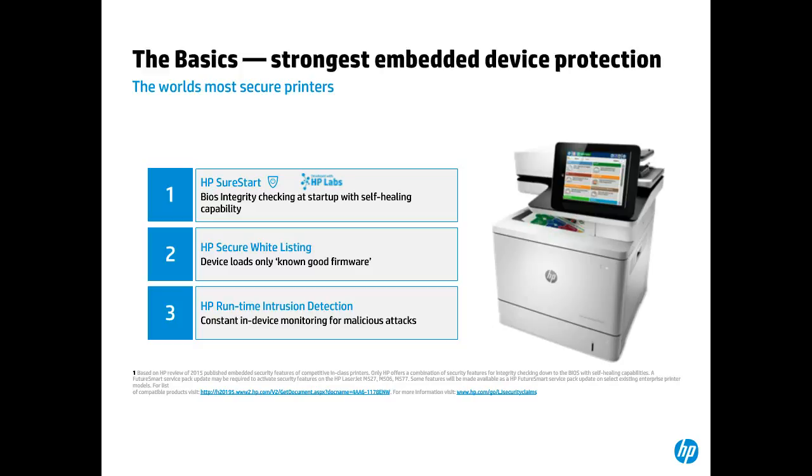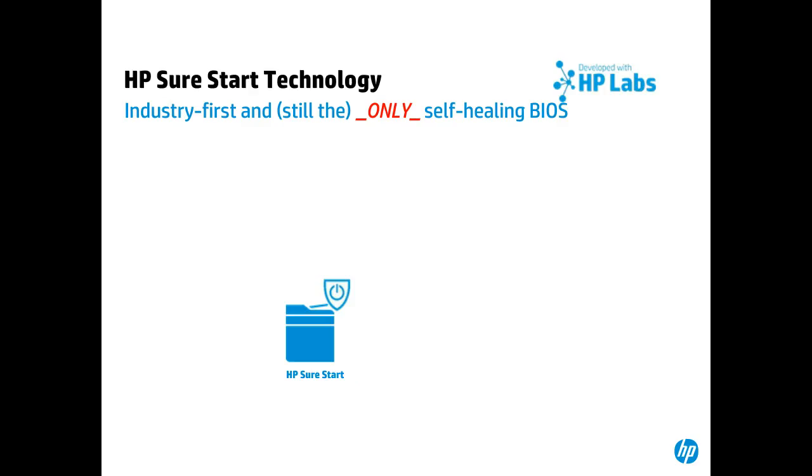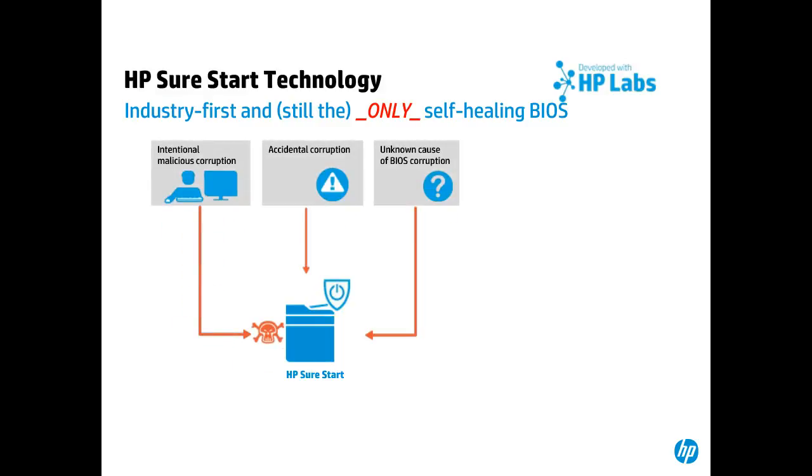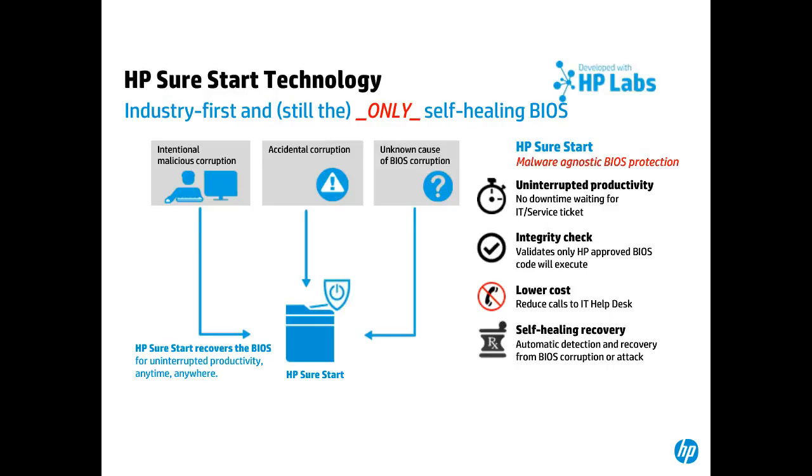And the way Sure Start works is this is both in all of our PCs and our desktops, as well as in our printing devices. And let me go through a little bit of how this will work. It is still the industry's first and only self-healing BIOS for PCs, desktops, and printing. So it's a very simple process, right? Whether it's an intentional malicious corruption, whether it's accidental, or whether some other event has caused the BIOS to be corrupted, if you're running Sure Start, the minute you turn that device on, it's going to interrogate that BIOS. And if there's a problem, we go to a very secure place where we have an encrypted golden copy so we can reboot that device and bring it up in a Sure Start safe way.